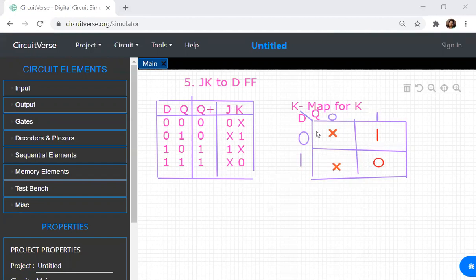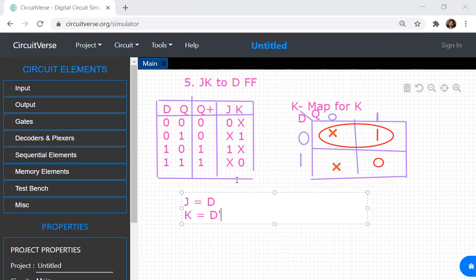Now simplify. If you can simplify, you can see that you have one pair over here. Now if you simplify, 0 and 1 will get cancelled. This will be equal to D. So if I write the expressions, J is equal to D. K will be equal to, I've solved for K, K is equal to D bar. So you can see that it is 0. So it will be equal to D bar. Now I have to get the diagram.